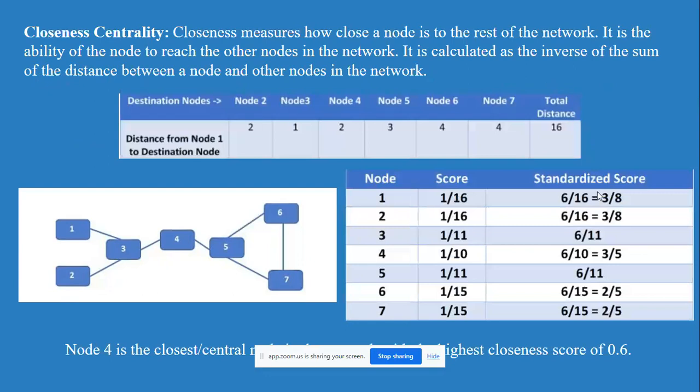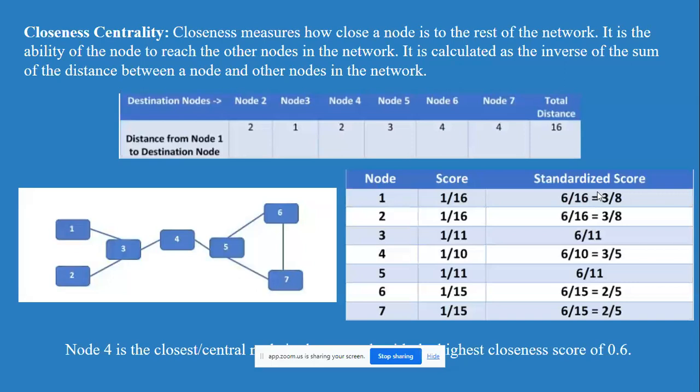The next centrality measure is closeness centrality. Closeness centrality means how close a particular node is to the rest of the network. That means we have to find the distance from one node to another node. So we can say it is the ability of one node to reach the other nodes in a network. The formula is that we find closeness centrality by taking the inverse of the sum of the distances between a node and the other nodes in a network.